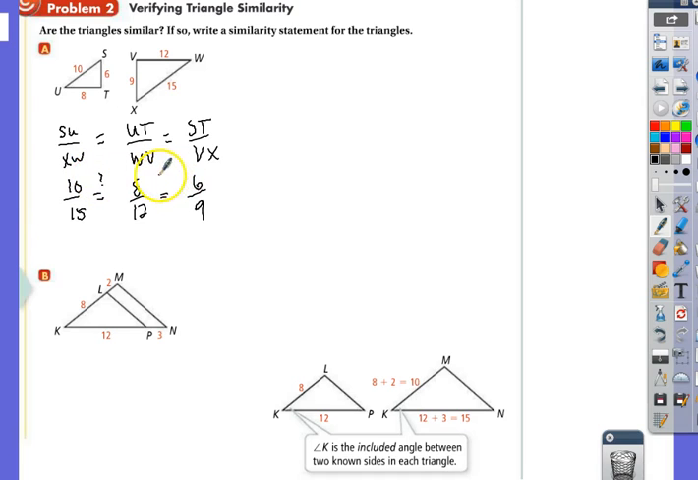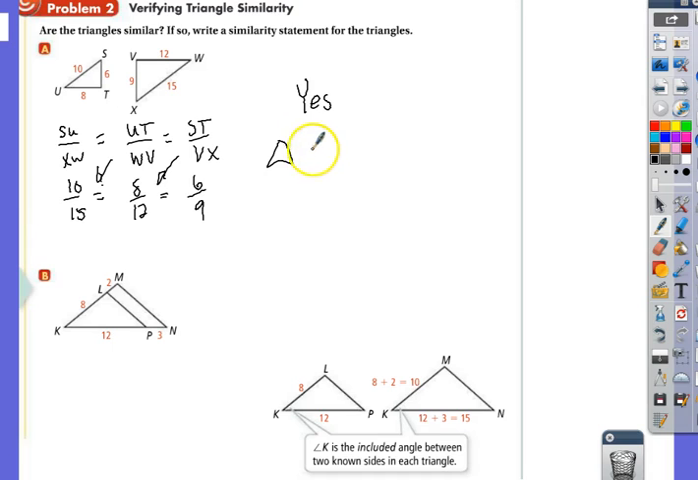Is that true? So when you're writing it, you write the small side, the largest side? I did left to right, and left to right was smallest to largest. So 10 over 15 reduces to what? 8 over 12 reduces to what? 6 over 9 reduces to 2/3. So those all check. That's all true. So are the triangles similar? Yes. If so, write a similarity statement.